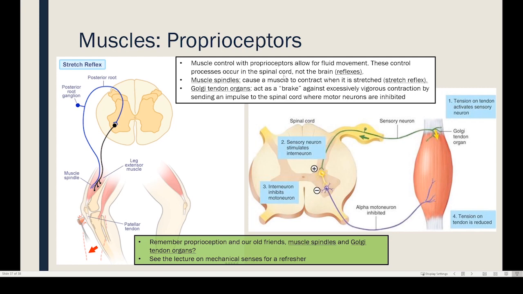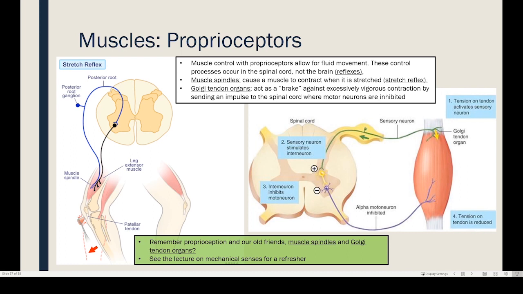So muscle control with these proprioceptors allows us to make fluid movements, and by processing our movements in the spinal cord, kind of making fine adjustments without having to get the brain involved. The proprioceptors and our spinal cord can make small adjustments to movements. And since these are processed in the spinal cord, not the brain, we call them reflexes.